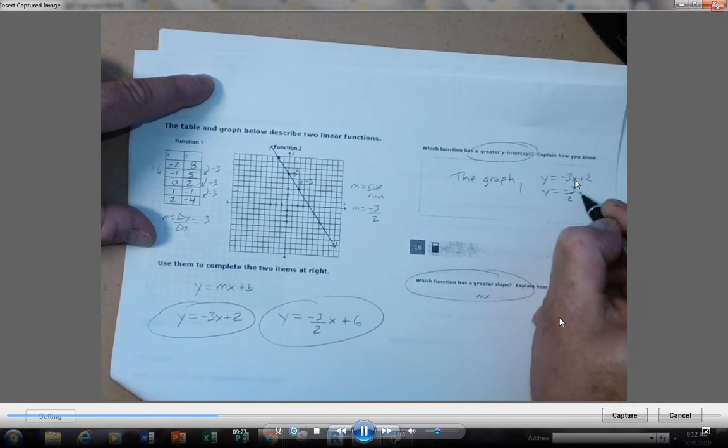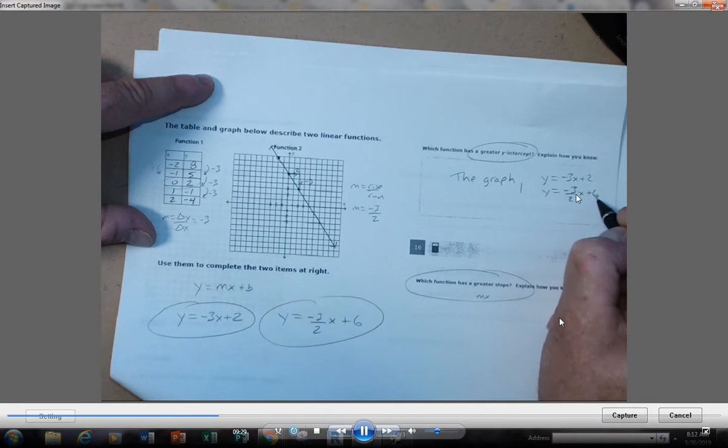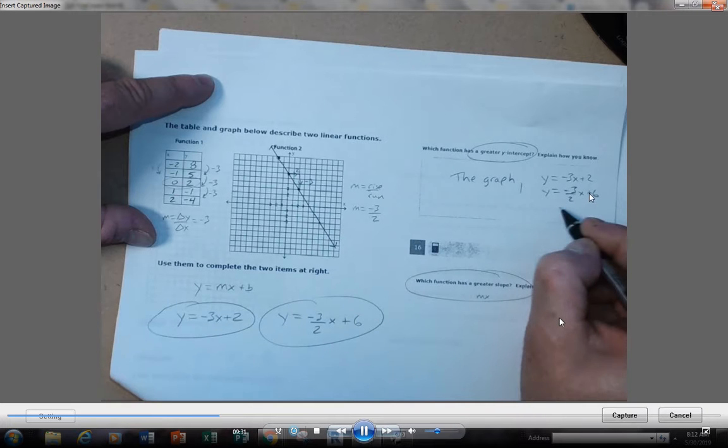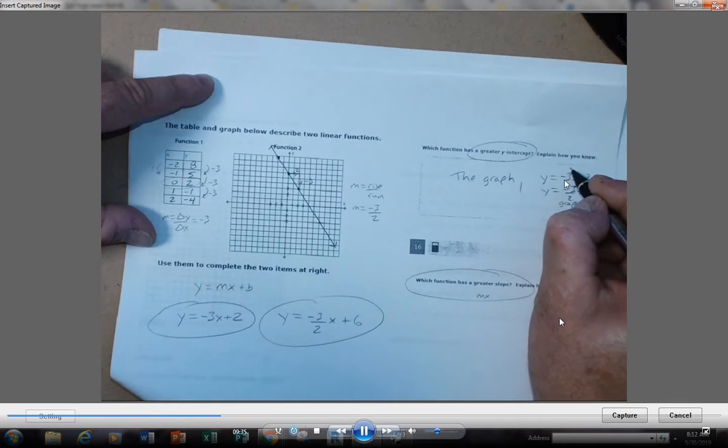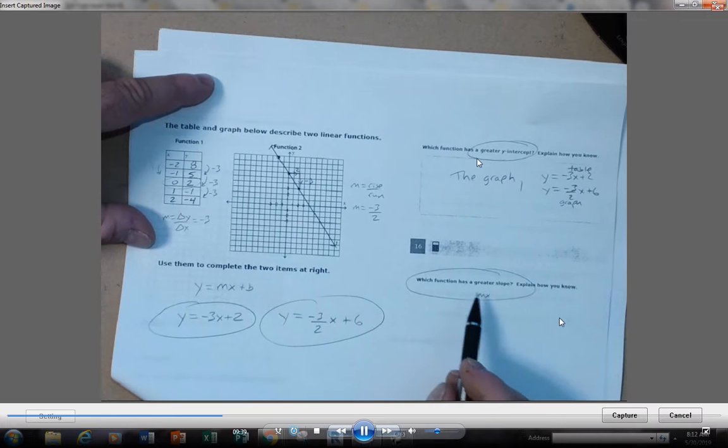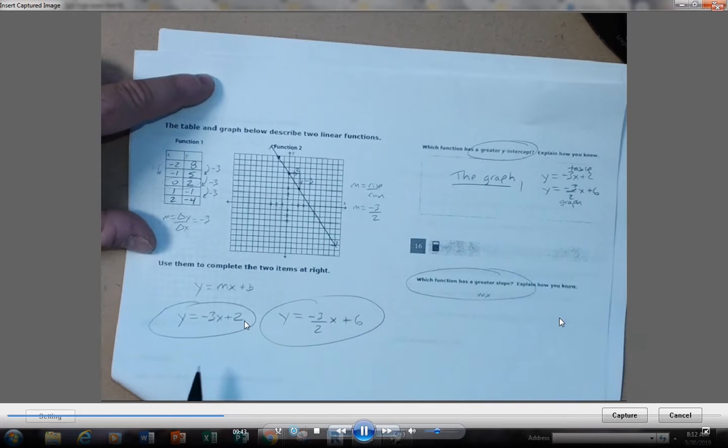This is the equation for the table. This is the equation for the graph. And I could clearly see, oh, the graph has a bigger y-intercept. But again, explain it somehow. Tell me which one: the graph, because it's got a 6. The table, smaller, only has a 2.